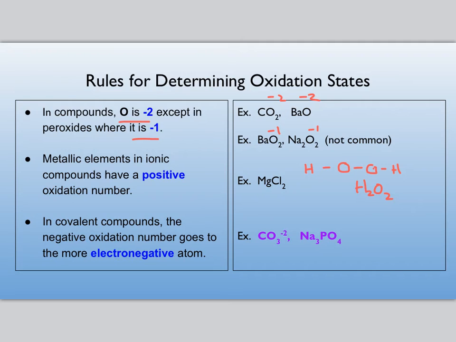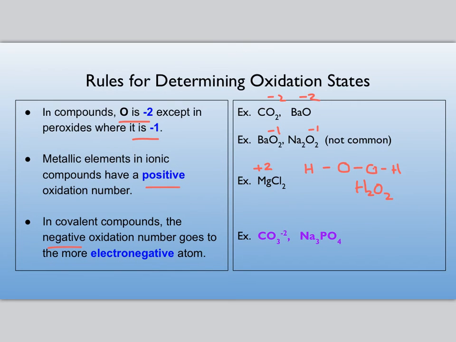Peroxides aren't common, and often in a question I'll have in parentheses next to it, hey, this is a peroxide. Next rule, metallic elements in ionic compounds have a positive oxidation number. So in this example, magnesium chloride, magnesium has a positive oxidation state, +2. Next rule, in covalent compounds, the negative oxidation number goes to the more electronegative atom. So we've got two examples here. I have them in purple. They're in your notes down at the bottom.